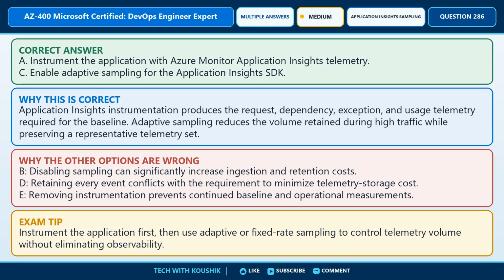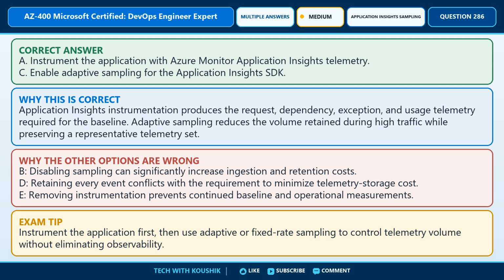The correct answers are Option A, instrument the application with Azure Monitor Application Insights telemetry, and Option C, enable adaptive sampling for the Application Insights SDK. Here's why. Application Insights instrumentation produces the request, dependency, exception, and usage telemetry required for the baseline. Adaptive sampling reduces the volume retained during high traffic while preserving a representative telemetry set.